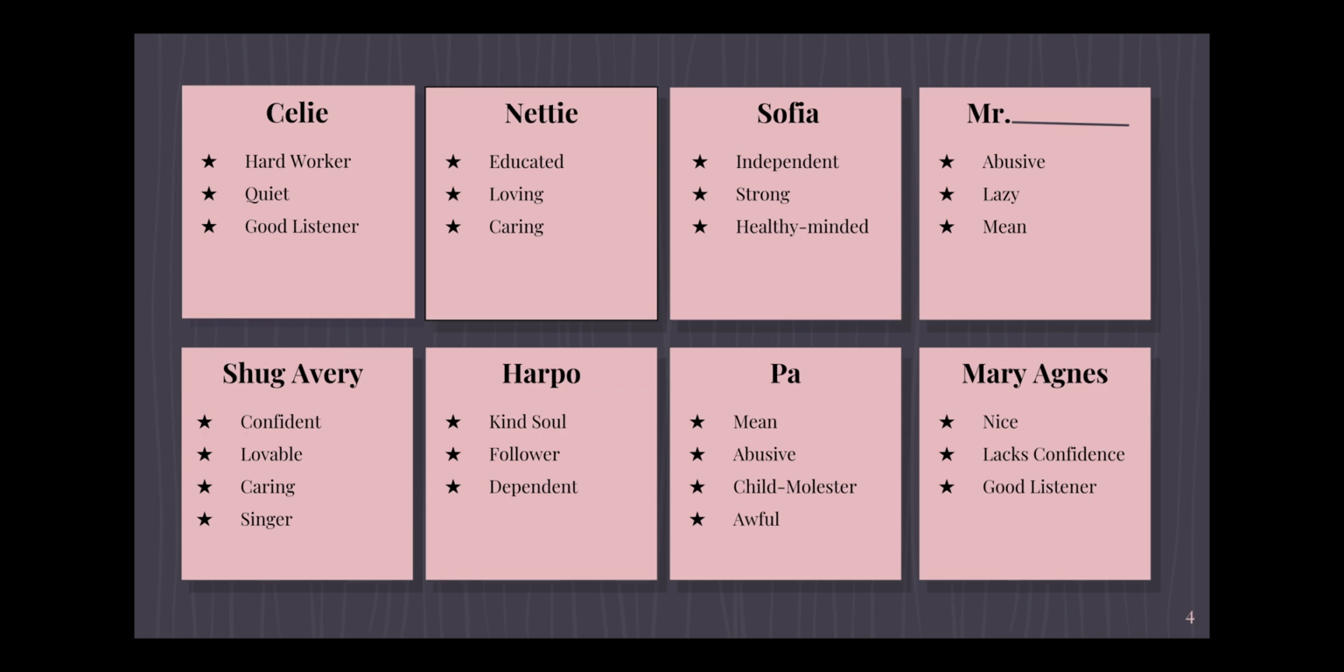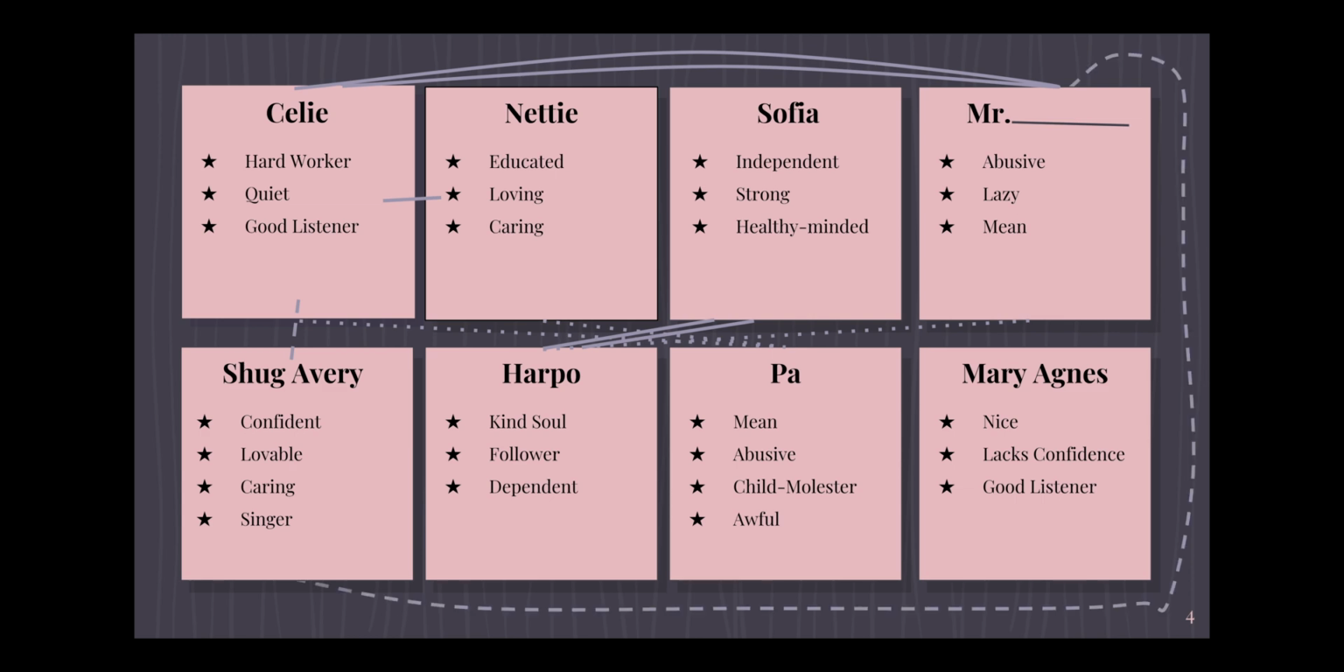So these are the characters. Sally is the main character, and most of the letters are from her, but some letters are from her sister Nettie. And the lines just represent the relationship. The double solid represents marriage. Single solid represents siblings. The long dashed line represents lovers, and the short dotted line represents parent and children.